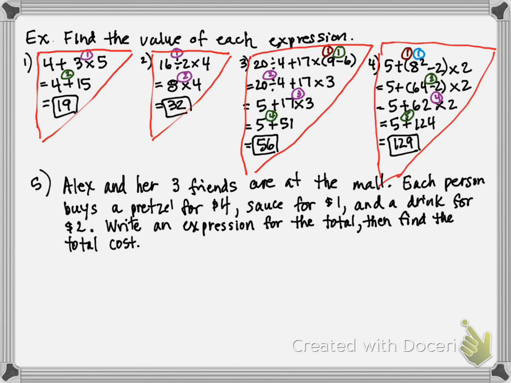So what we're going to do, I'm going to actually show you 2 ways to solve this problem. First off, how many people are involved in this problem? Well, according to what it says right here, there's 4 people. Okay, and then we are going to be buying for each person a pretzel. So I could show that cost as being 4 times, I'm going to use the dot this time, 4 times 4.